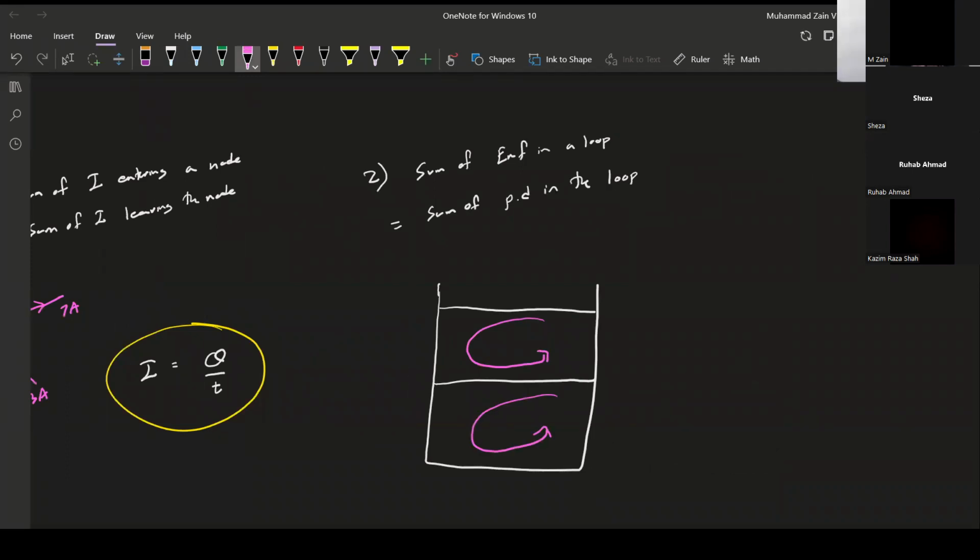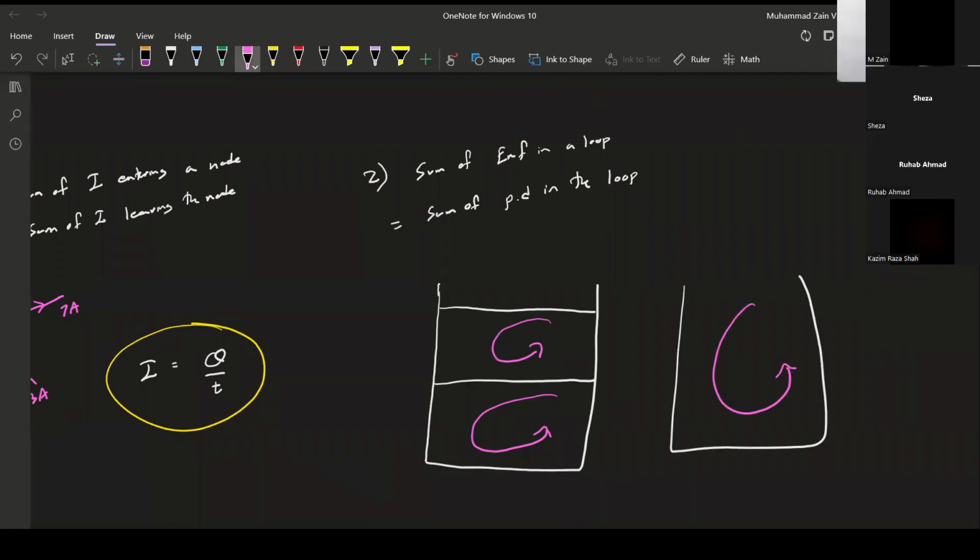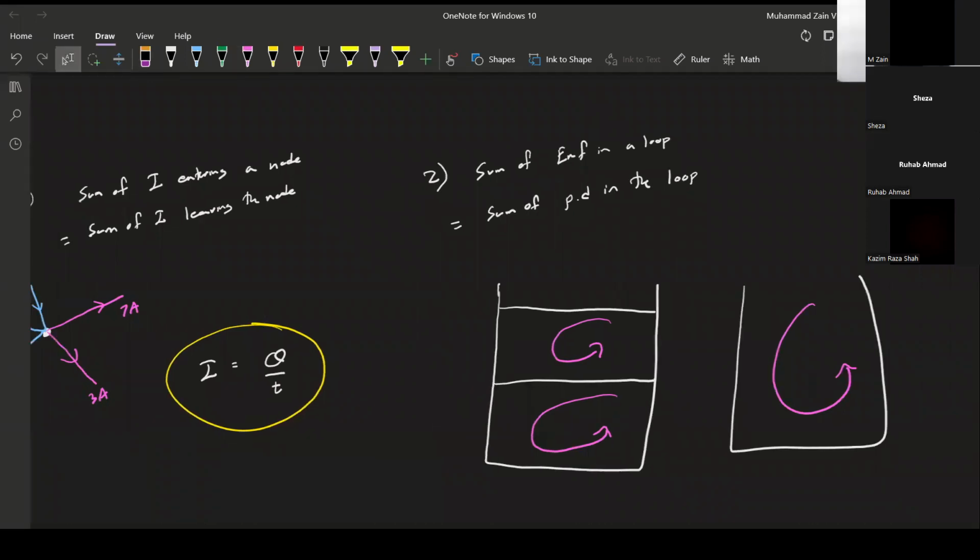This is a loop of current, and that's another loop of current. Similarly, I could say that this whole thing and inside it is also a loop. So a loop is basically a whole region of wire, a whole region where the wire extends. So that's what a loop is. So this idea was that the sum of EMFs in a loop equals the sum of potential differences in a loop.